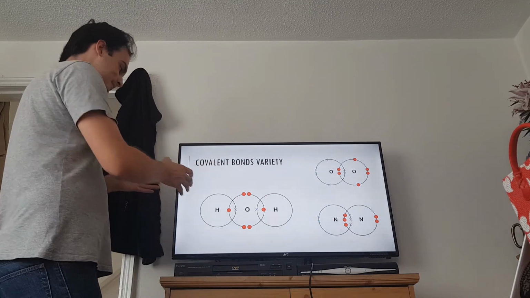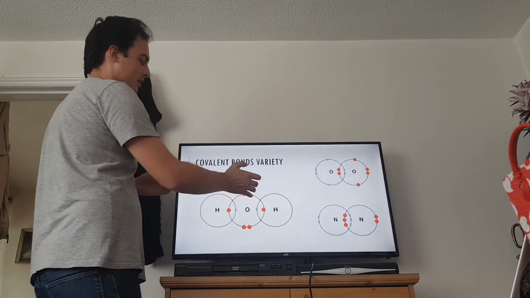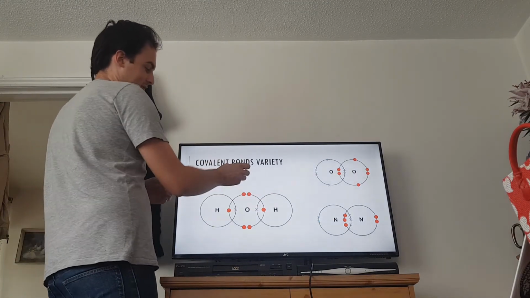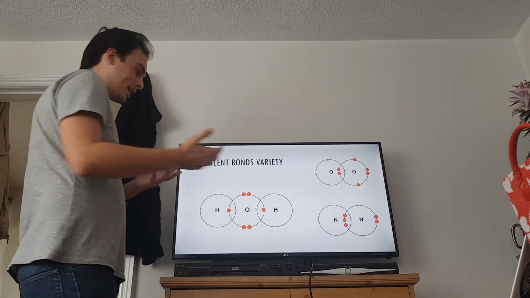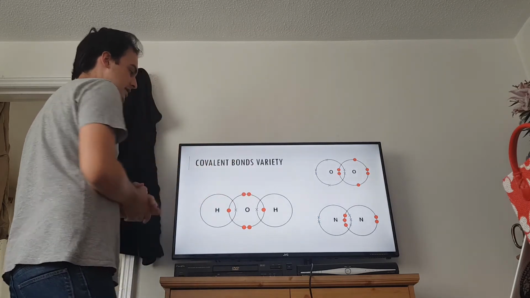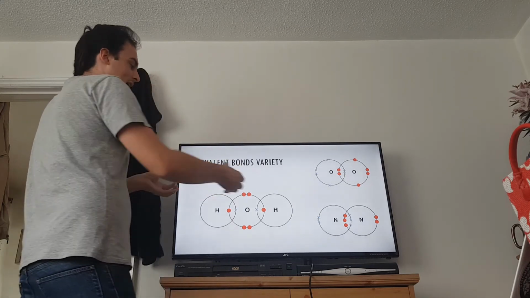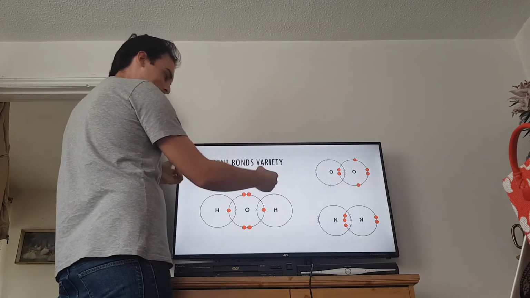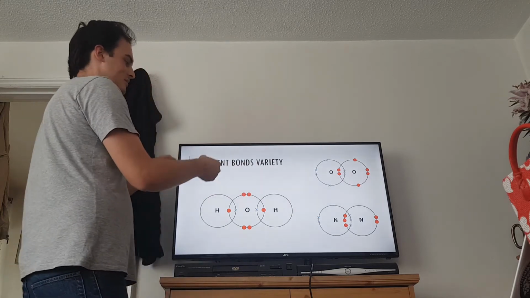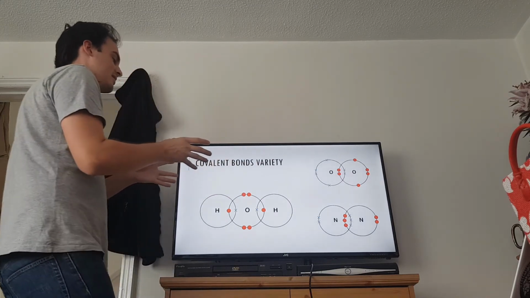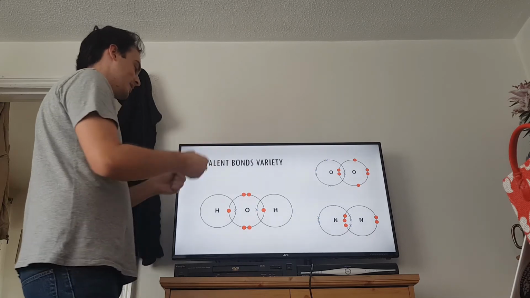It's much more stable. Now here we have 2 hydrogen atoms that have combined with 1 oxygen atom, which is obviously water, H2O. And again, oxygen, having only 6 electrons, has paired with 2 hydrogen atoms to fill up its orbitals and make it more stable.